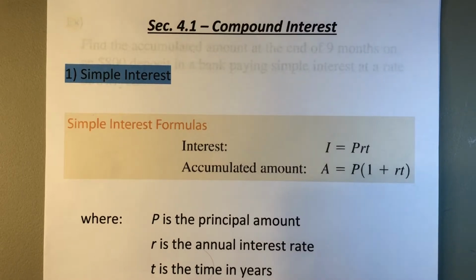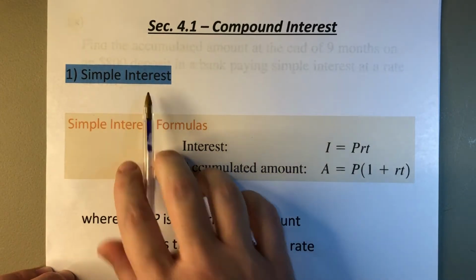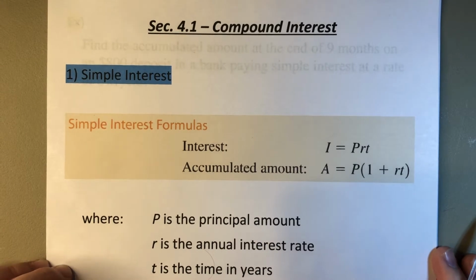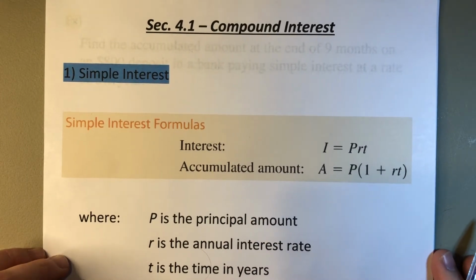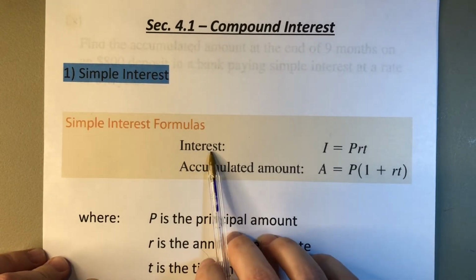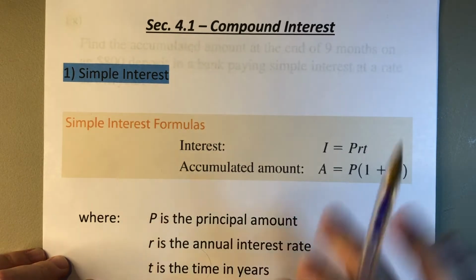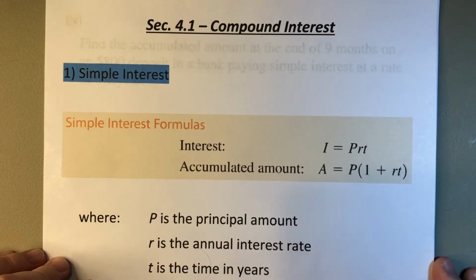Chapter 4, Financial Mathematics. In section 4.1, we're going to look at compound interest and the effect that has on a principal amount. First thing we're going to do, though, is look at the concept of what's called simple interest. You probably looked at this years ago, maybe even in grade school. So simple interest is when interest is only calculated on a principal amount one time.